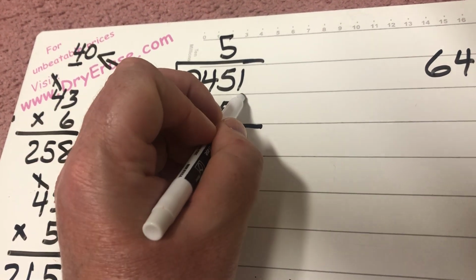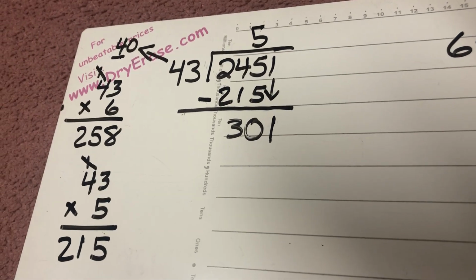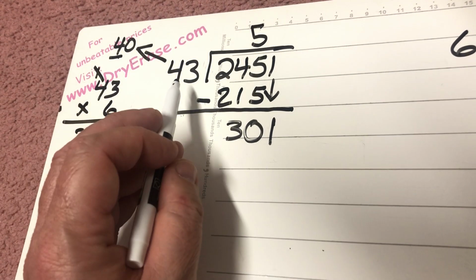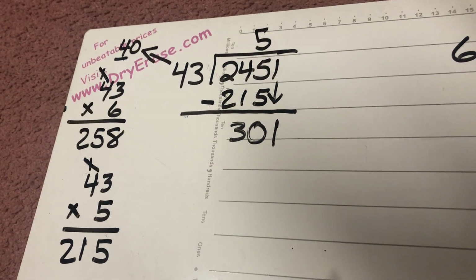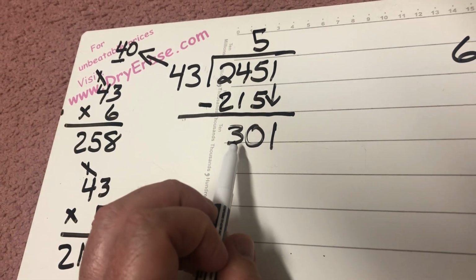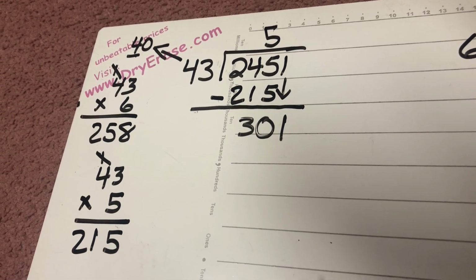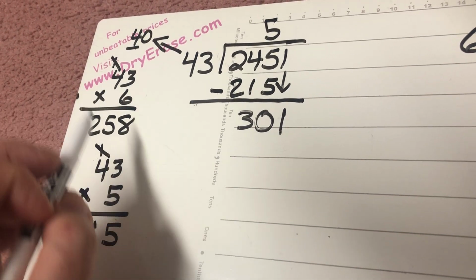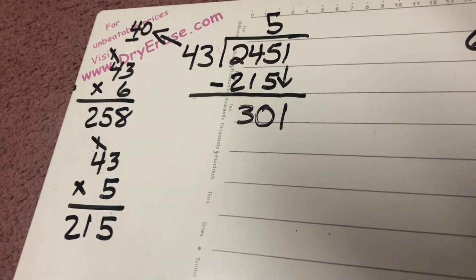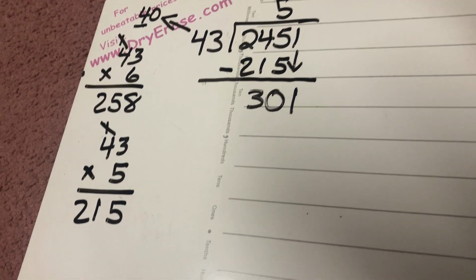So after I subtract, I bring down. So we're going to bring down the 1. And I'm going to be thinking, okay, how many times can 43 go into 301? Well, I know that 4 can go into 30 7 times. So I want to try 43 times 7. I already know that 43 times 6 is 258. That's kind of in that middle of the land. I'm not sure. So let's figure that out.